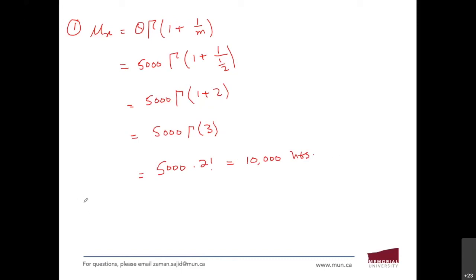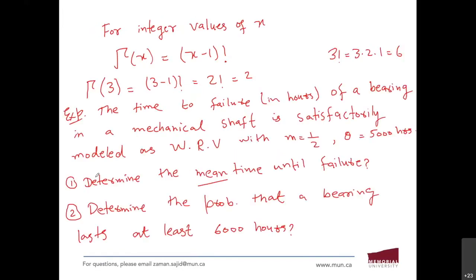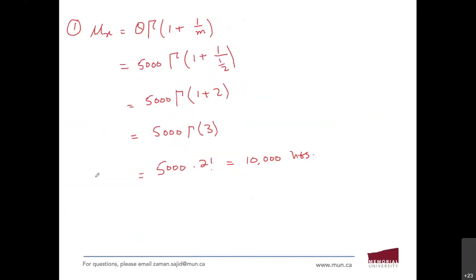Now in the second part, he was determining the probability that our bearing lasts at least 6,000 hours. By that I mean to say we need to find the probability when x is greater than 6,000. Folks, I will go on the next slide, please.